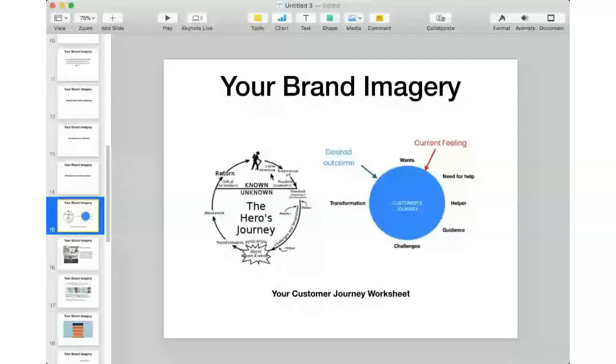That's the current feeling. Remember, we did the hero journey over here. We talked about that several weeks ago. And we have this current state of affairs. Where is that person at currently? And I'm going to give you a little exercise that you can do that will help you with this. But this is the current feeling. This is the desired outcome.